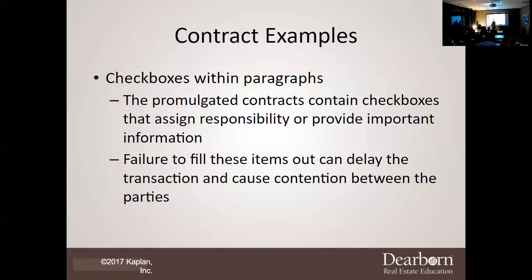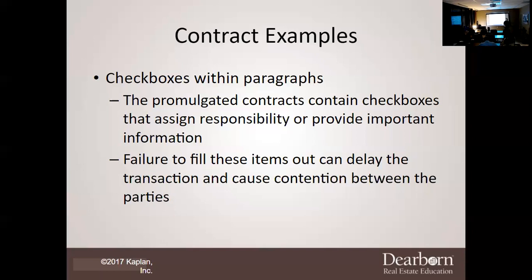Okay, I'm going to re-say that. If you don't check the box, but fill it in, it doesn't apply. So say, for example, that you put in that you're asking for 10 days for a certain thing, maybe for title or something, but you fill in 10 days, but you don't check the box. When a court reviews it, if it goes to court, the court's going to tell you, we're not even going to look at that section because you did not check the box.